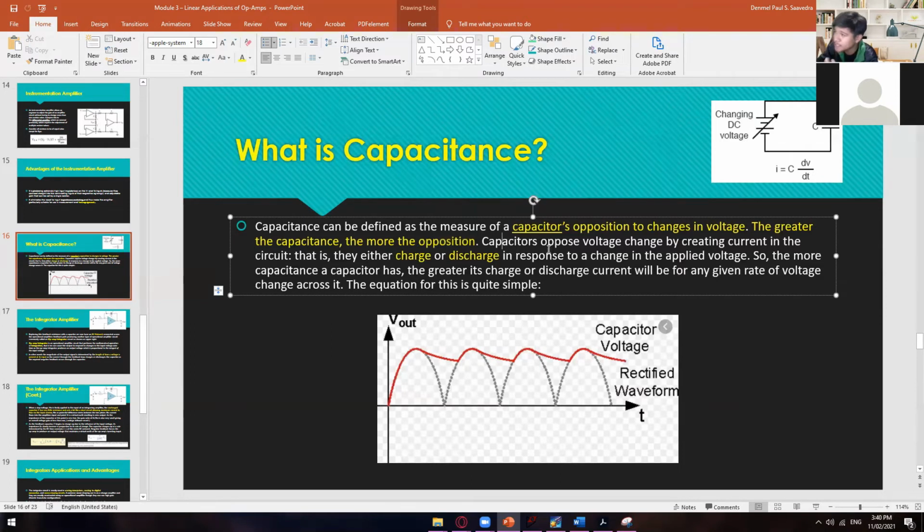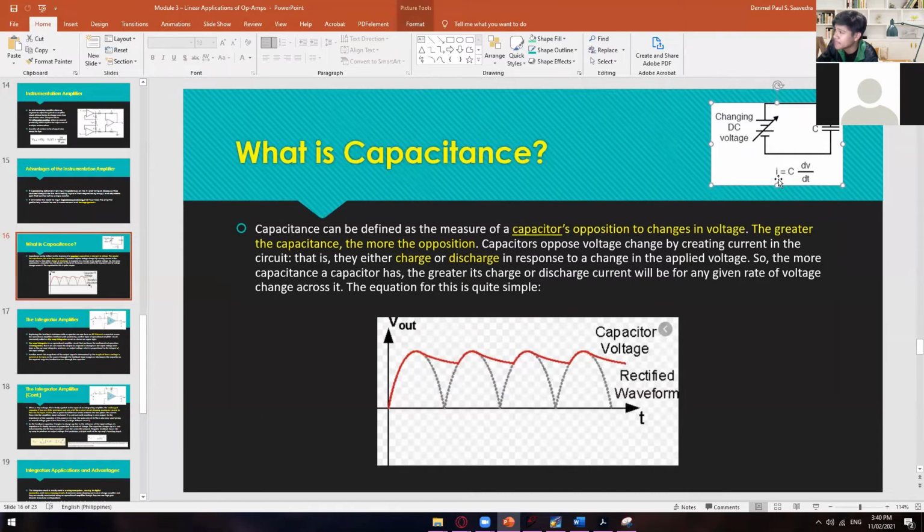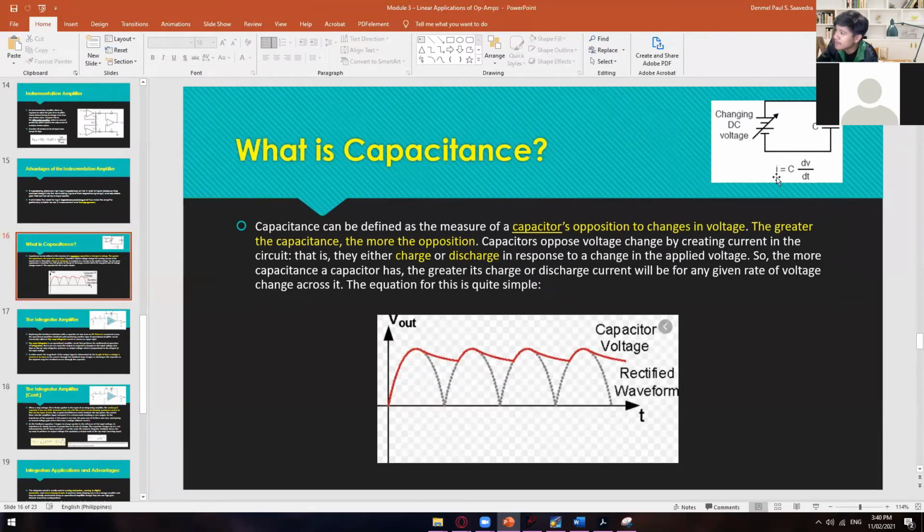So capacitors oppose voltage change by creating current in the circuit. That is, they either charge or discharge in response to a change in the applied voltage. So the more capacitance a capacitor has, the greater its charge or discharge current will be for any given rate of voltage change across it. So the equation for this is quite simple. We have this equation right here. For you to be able to get the current, it's equal to the capacitance times the derivative of your voltage divided by the derivative of time.